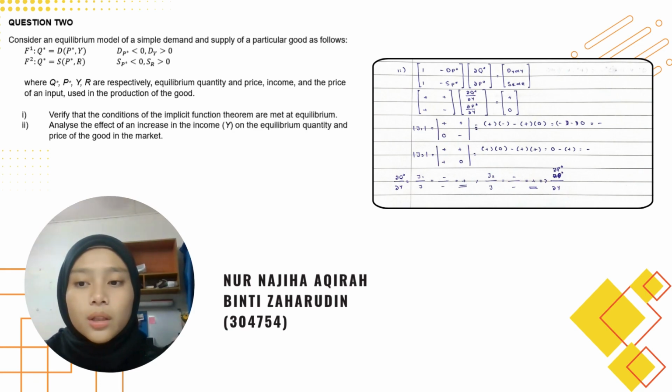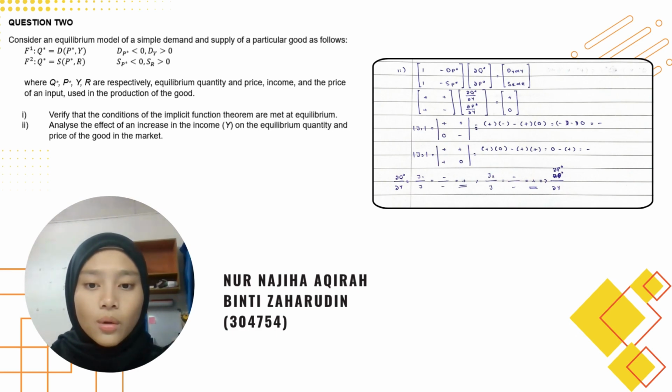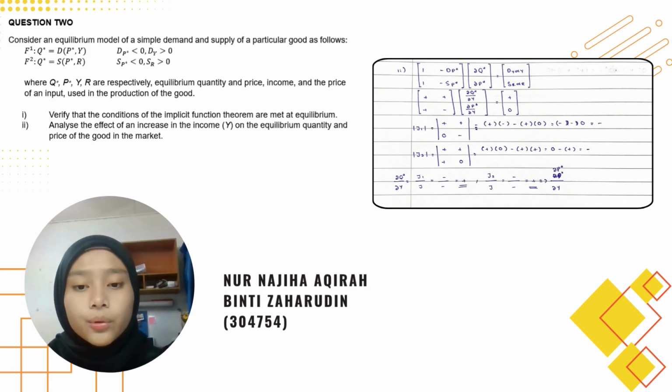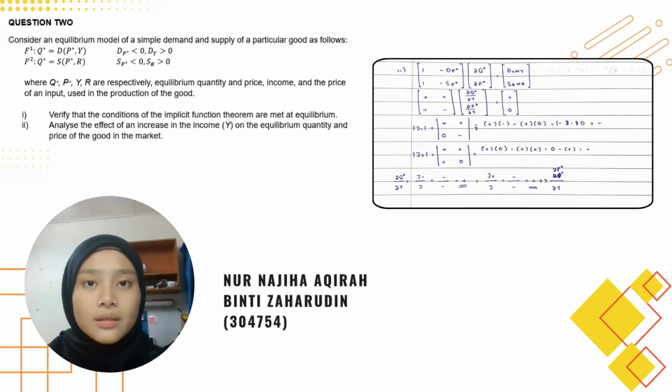So first, we need to change the sign based on the previous question. Since we're analyzing a change in income and not input price, we set dR equal to 0. Then we apply Cramer's rule to find the effect of increase in income. After we apply it, we will get positive for both derivatives for quantity and price equilibrium. So this means that an increase in income will increase both quantity and price equilibrium.